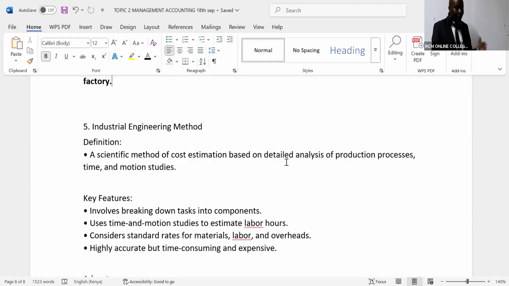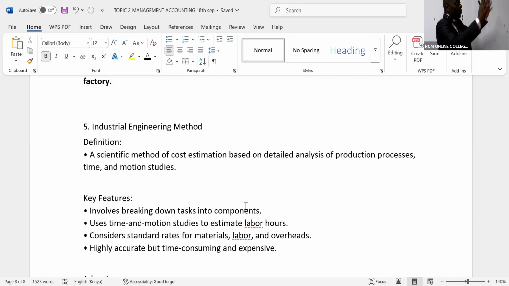A lot of studies have to be undertaken. Yeah, the time and motion studies. Key features: it involves breaking down tasks into components. You must break down the whole project.